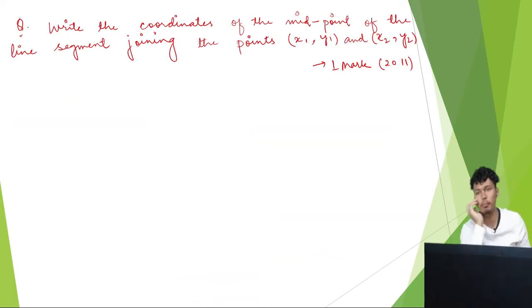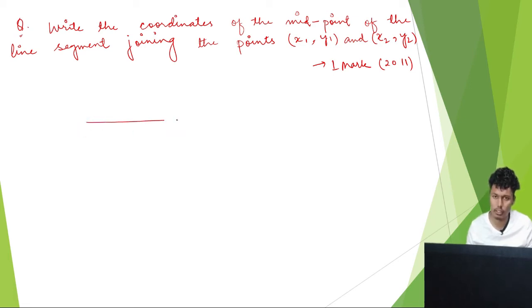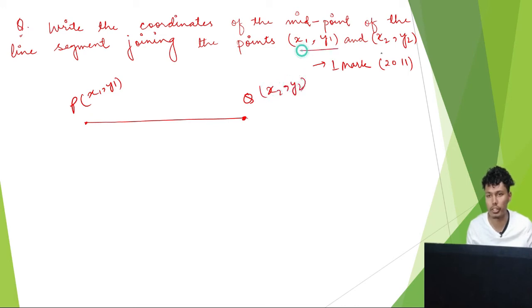Write the coordinates of the midpoint of the line segment joining points (x1, y1) and (x2, y2). We need to find the coordinates of the midpoint of a line segment. Let us understand the question first. There is a line, a straight line. Name it PQ, our favorite name. P has coordinates (x1, y1) and Q has (x2, y2), as given in the question. Now write the coordinates of the midpoint of the line segment.